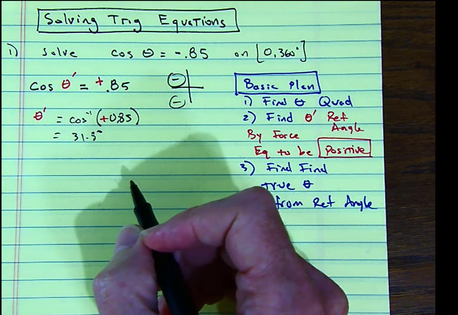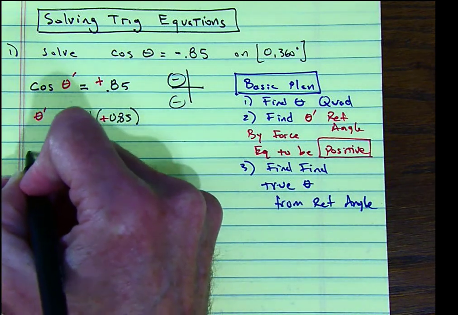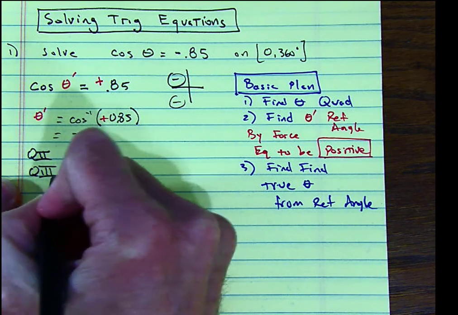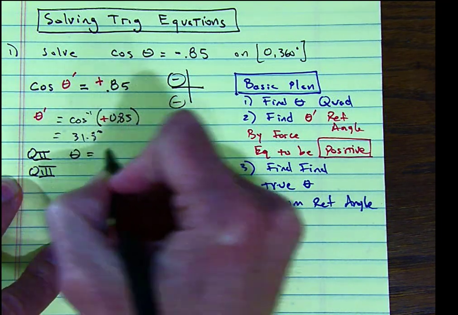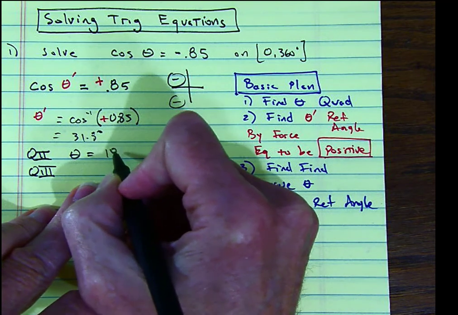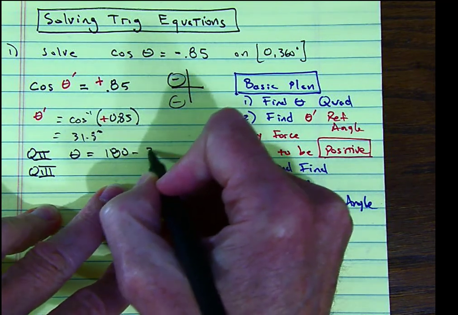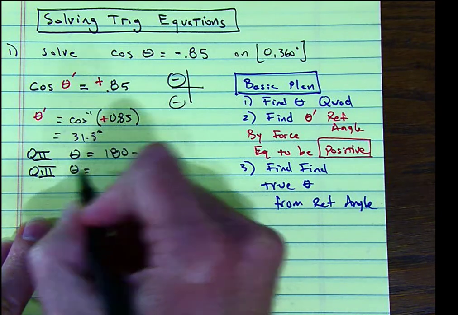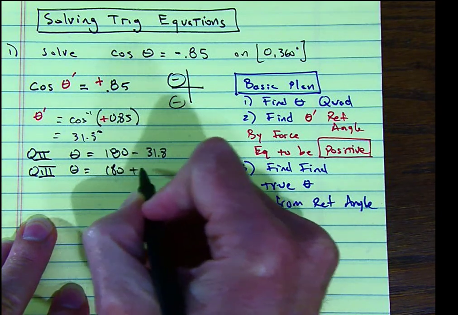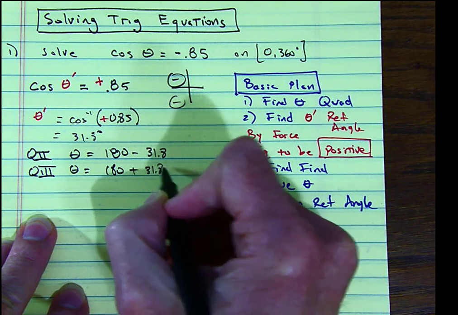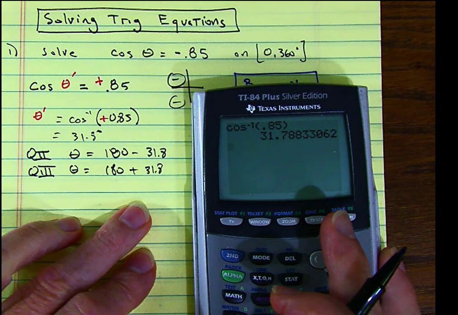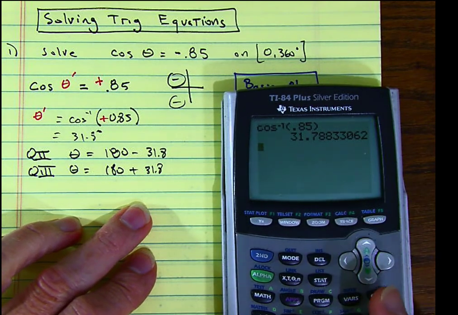And now we can go for the true solutions because we know there's one in quadrant 2, another one in quadrant 3, and so theta will equal 180 minus the reference angle. And in quadrant 3, it'll be 180 plus the reference angle. And so we can pop those out in our calculator quickly too.